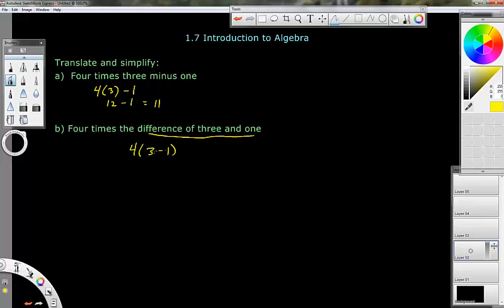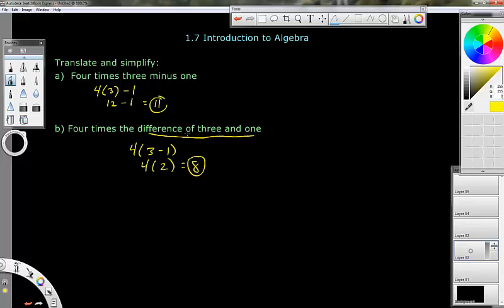So when you do a problem like this, you'll see that it's a different answer than 11 here. This is going to be 4 times, and you would do this first. You would resolve the parentheses first. 4 times 2, which would become 8. And you see the difference there.